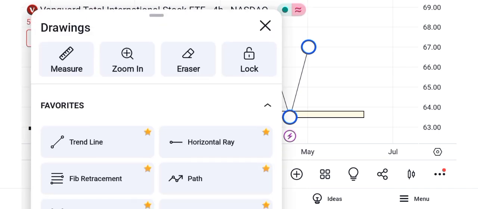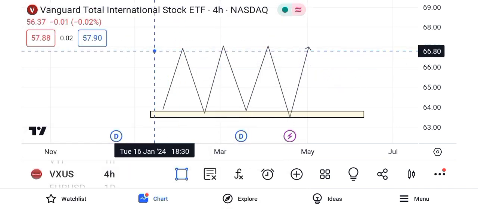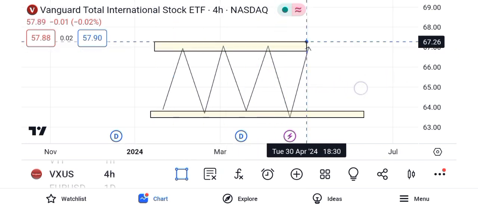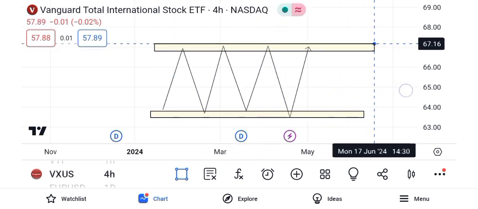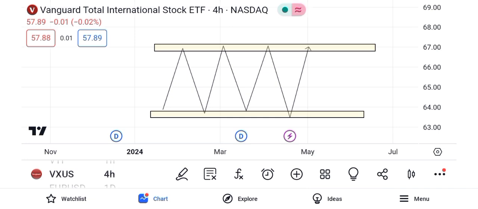So we take our rectangle tool here, then we draw our box, which must be a reasonable one. Now I notice that we've been able to identify our support and resistance level. Like we all know, we always sell at resistance level and we always do what? Buy at a support level.